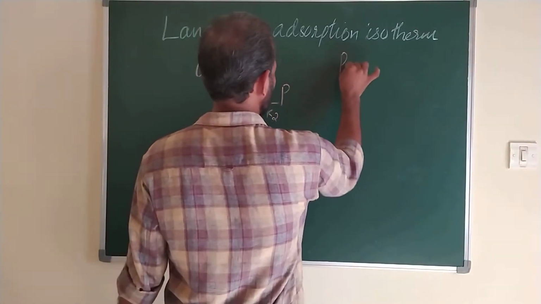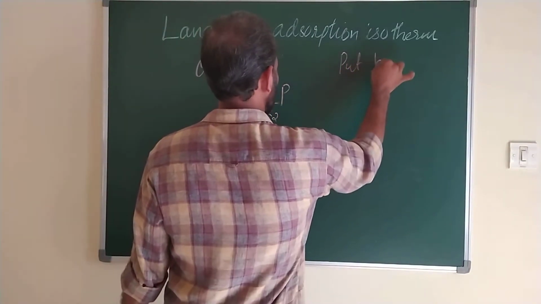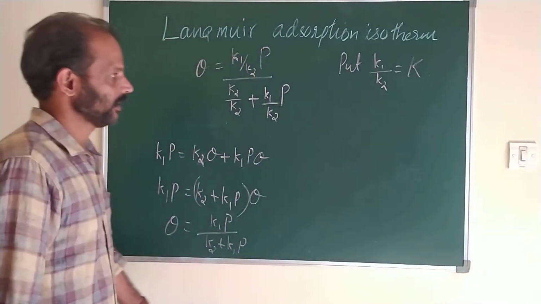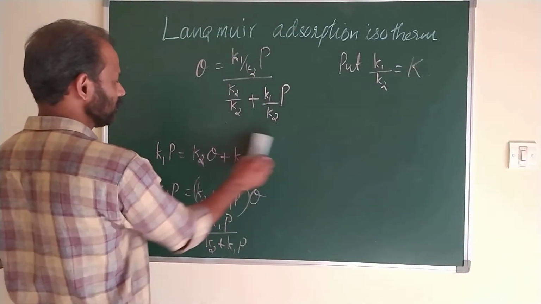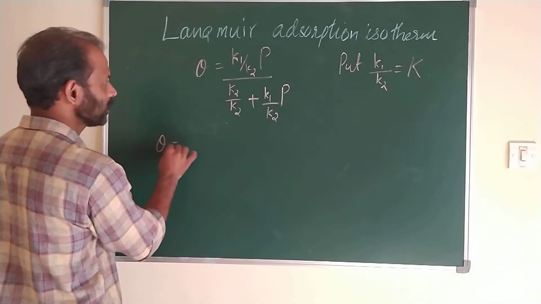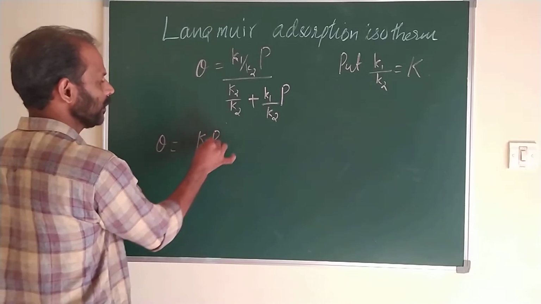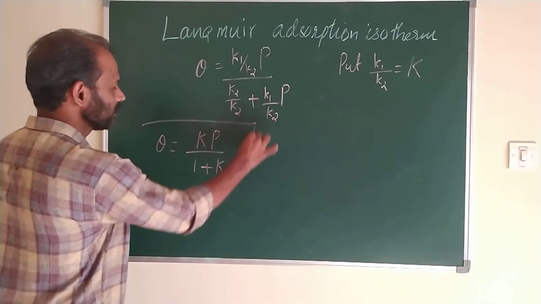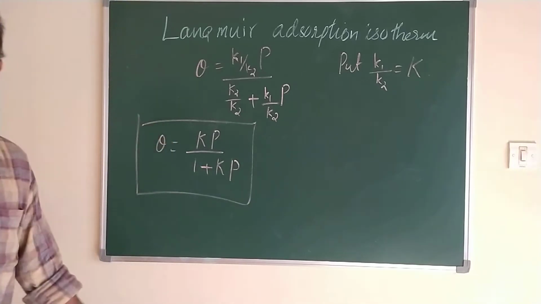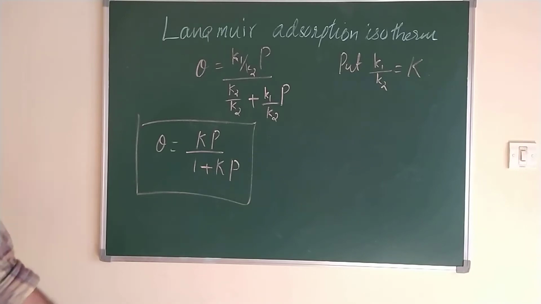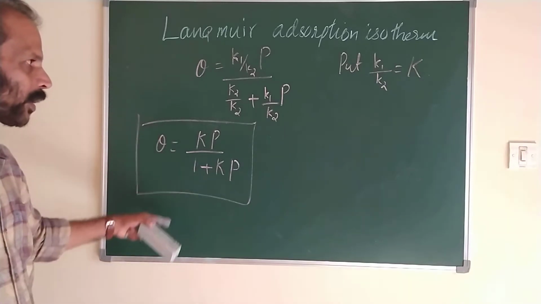Okay, put K1 by K2 is equal to capital K. Then this equation becomes theta is equal to Kp divided by 1 plus Kp. This is our Langmuir adsorption isotherm. Okay, this is the fraction of the molecules occupied.